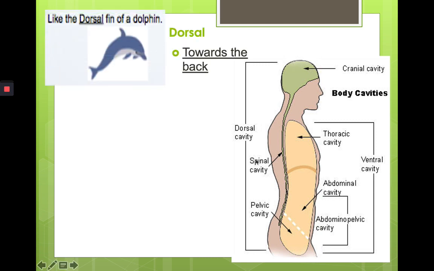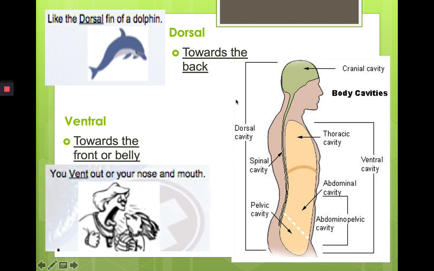Dorsal refers to the structures toward the back. And so a little trick to maybe help you remember where dorsal is, think of a dorsal fin of a dolphin. Everybody knows the structure of a dolphin. And so you know that his dorsal fin is on his back. And so again, when we refer to dorsal with the human body, we're referring to the back.